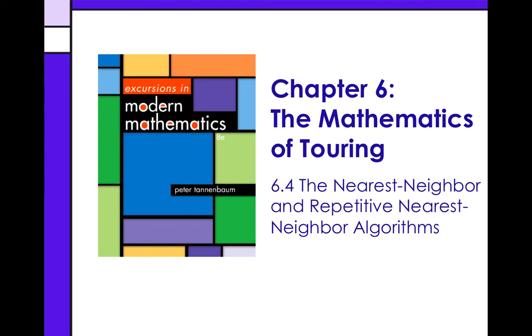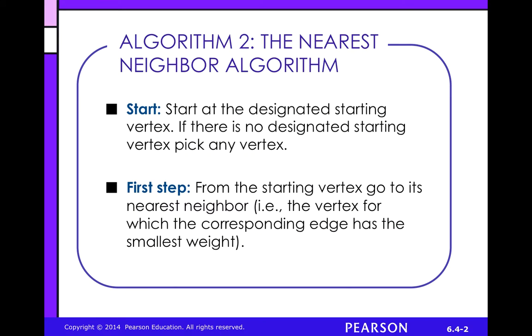So in section 6.4 and 6.5, we will study some other algorithms that are not optimal, so they don't guarantee you the best answer, but they are efficient in that they are quick to implement. The nearest neighbor algorithm is a fairly intuitive method for solving a traveling salesman problem.